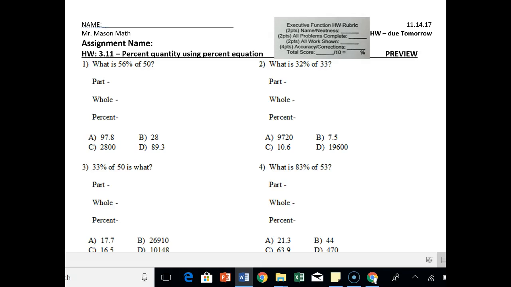Hey there, CJ Math students, and welcome to homework 3.11, percent quantity using the percent equation. This is a preview homework because this is the first time we are doing this.